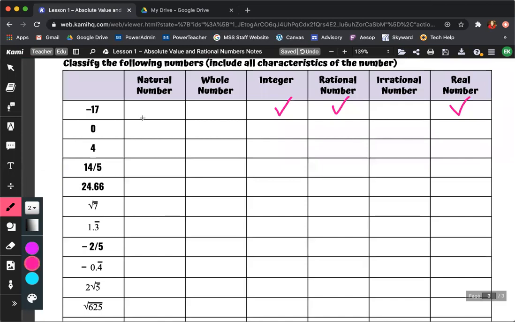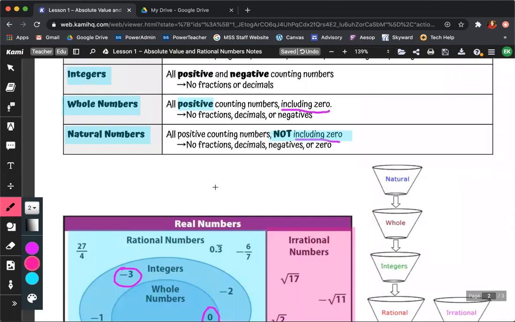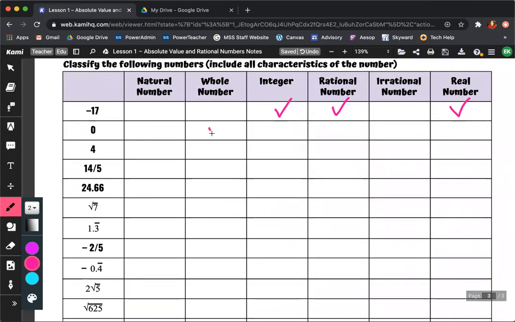0. Remember that natural numbers do not include 0. So 0 is not a natural number. It is a whole number. If it is a whole number, because there's no decimals or fractions, it is also an integer. It is also a rational number. It is also a real number.